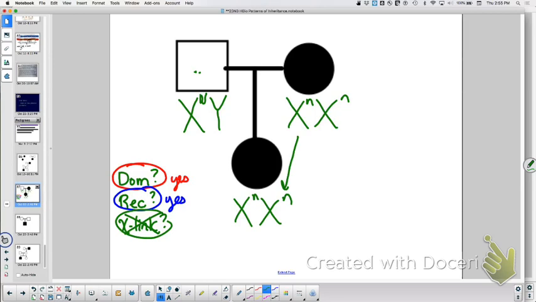Because that cannot happen unless mom was sleeping around. Does that make sense? I'm not trying to besmirch mom. She's very wonderful. All right, ready for another one?